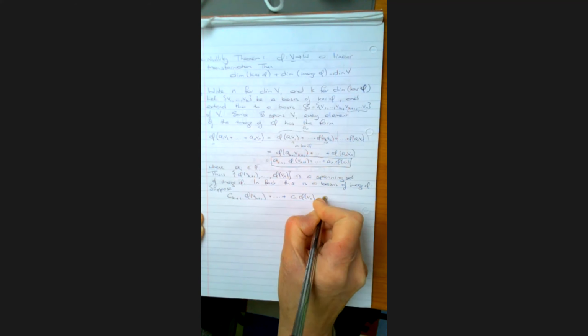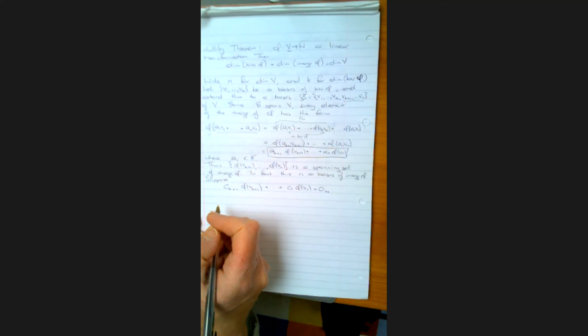Suppose this is equal to 0 in the space W, which is good practice when you're thinking about arguments like this, to remind yourself from time to time, where are you? Where is this element? Is it in V or is it in W? So it should be in W because it's a linear combination of images of things under phi. Suppose this is the 0 element of W.